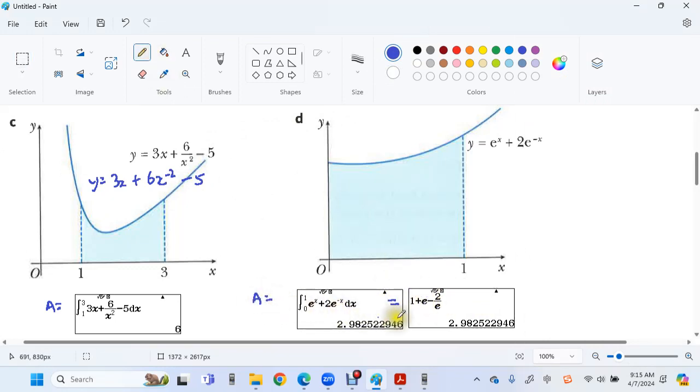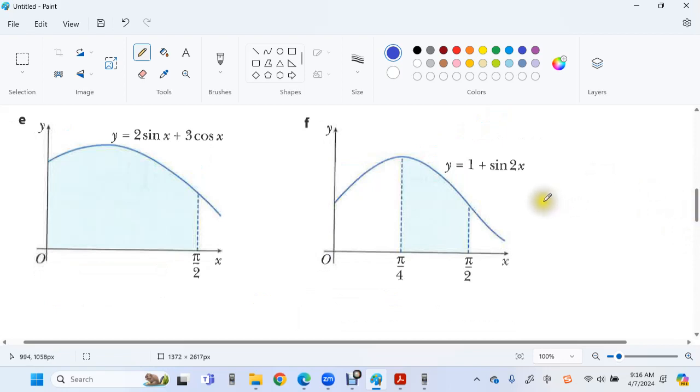But the calculator cannot show something too complicated. It will return a decimal, and then we check with the answer provided, or the answer that you get in the exam, and check whether they are the same.